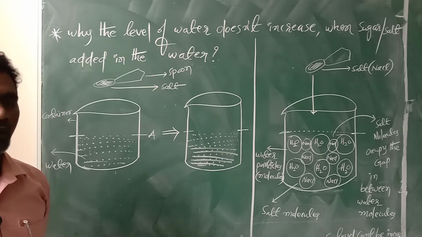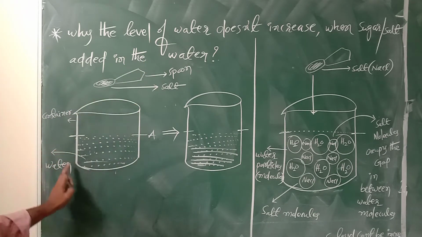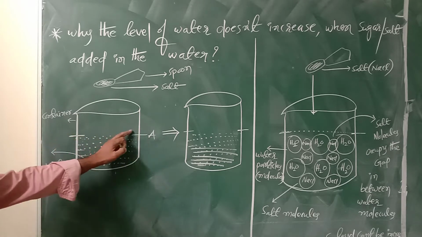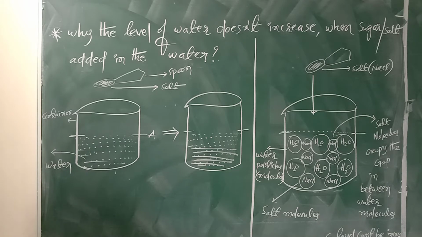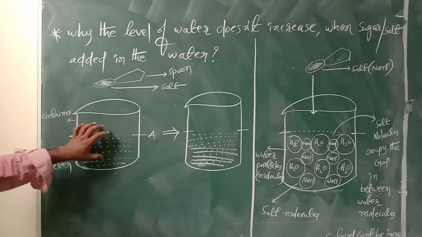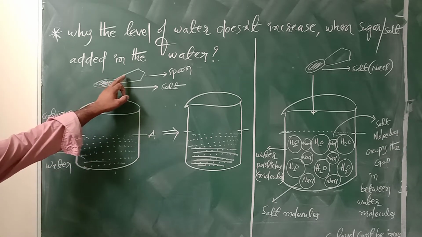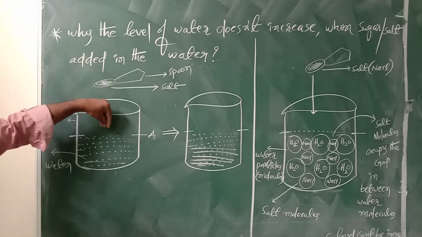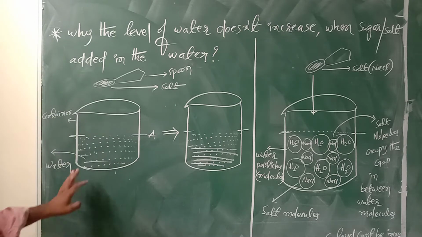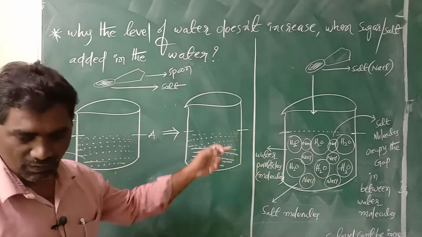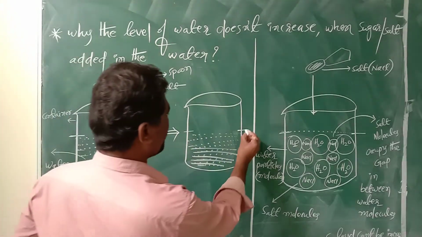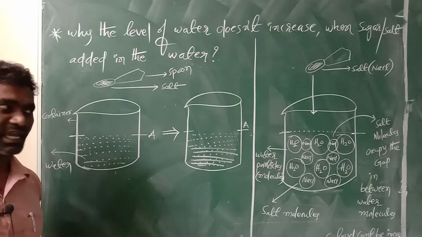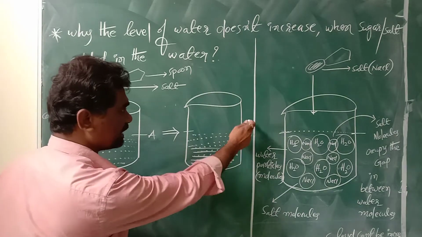Students, let us take one container. In this container, water is poured up to level A. One spoonful of salt is taken. Whenever salt is added to this water, what happens? The level of the water will be as usual, A. Already here the level of the water is indicated as A. Here the level of the water is A only.